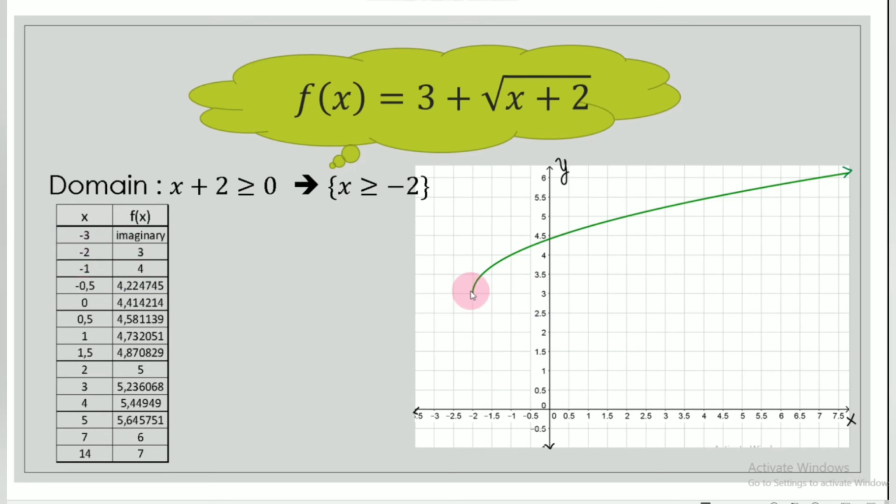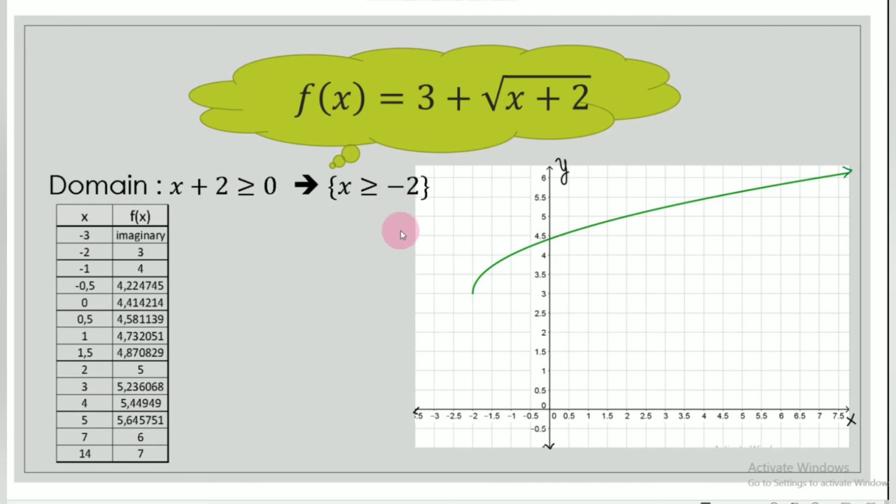So this is really, there's no arrowhead, don't forget, because it's really stuck there. And then when I plot the pairs, it shows you a curve, like half of a parabola, okay, but it will be consistently increasing until positive infinity. So this is the graph, and the domain is this.